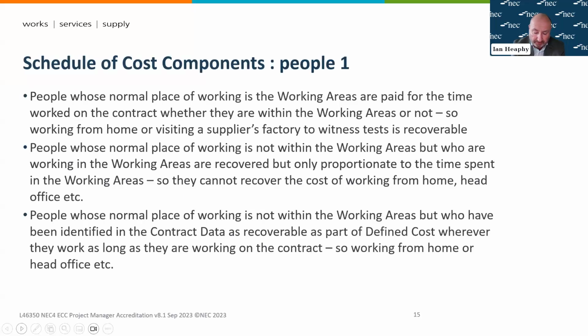So in terms of people, in NEC terminology, people is anybody directly or indirectly employed by the contractor. And the contractor is able to claim the cost of people, whether that's staff, labour, workers, etc., whose normal place of working is within the working areas. So people who are based on site within the working area are recoverable, whether they're working on site, at home, or remotely, as long as they are providing the works.